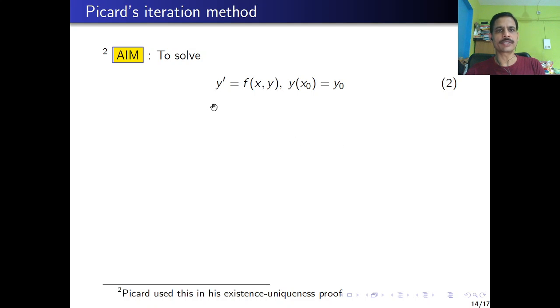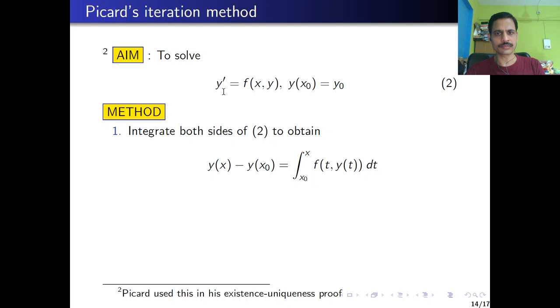So the aim of this method is to solve a first order ODE, the initial value problem of the following type: y dash is equal to f of x comma y and y of x0 is equal to y0. Y of x0 is equal to y0 is the initial condition of the differential equation y dash is equal to f of x comma y.